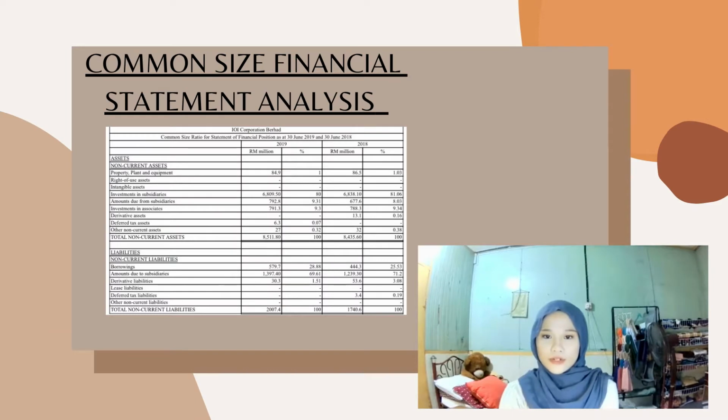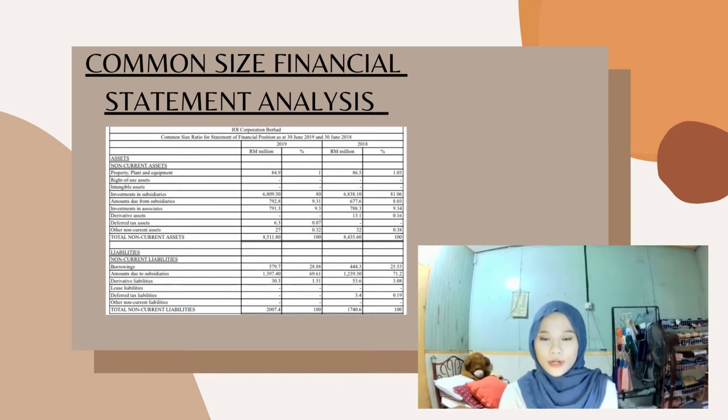This is the common size ratio analysis for the company's statement of financial position, exclusively for its non-current assets and non-current liabilities. The property, plant and equipment figure has slightly dropped from 1.03% in 2018 to 1% in 2019, partly because of depreciation to write off the aging assets and disposals of other property, plant and equipment in the year of assessment 2019. While the figure for right-of-use assets and intangible assets remain unchanged, most probably because there was no acquisition of new intangible assets in the past.